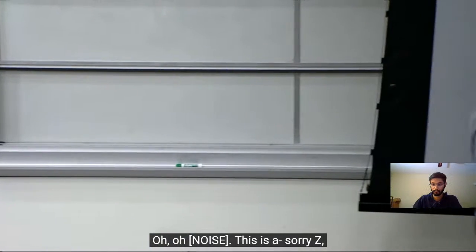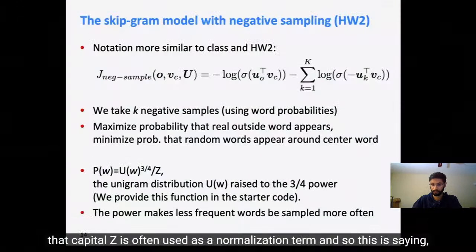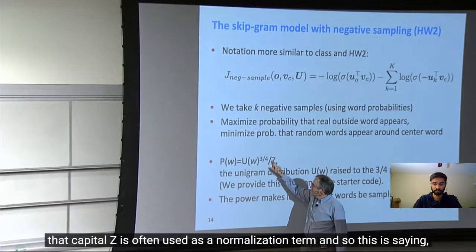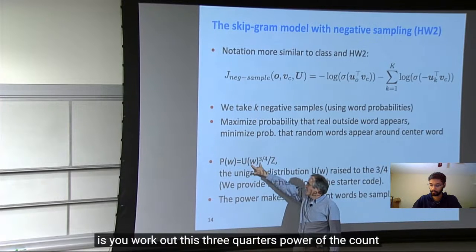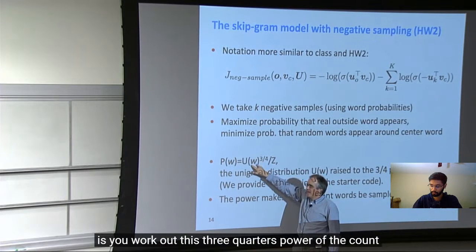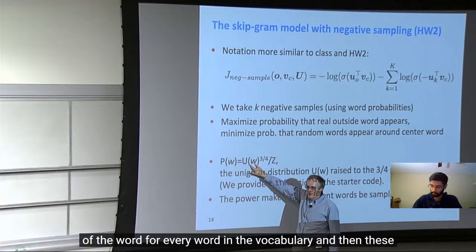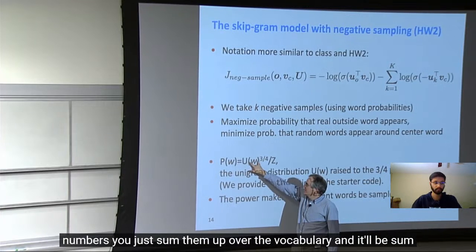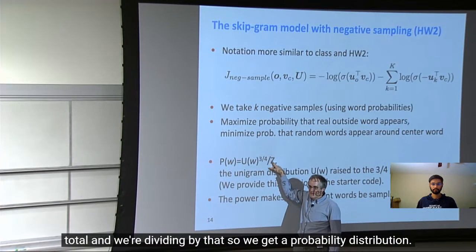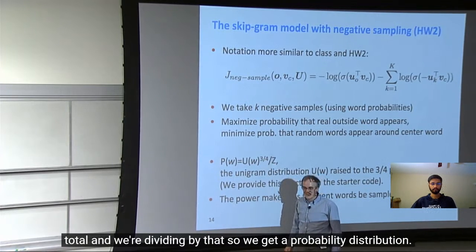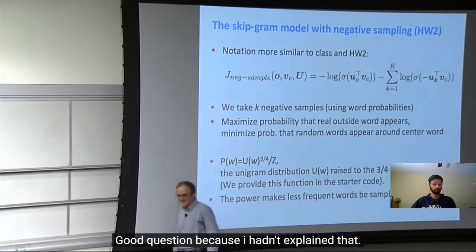Oh, sorry, that capital Z is often used as a normalization term. So this is saying, if you want the probability distribution of words, you work out this 3/4 power of the count of the word for every word in the vocabulary, and then you sum these numbers up over the vocabulary to get a total, and we divide by that so we get a probability distribution. Good question, because I hadn't explained that.